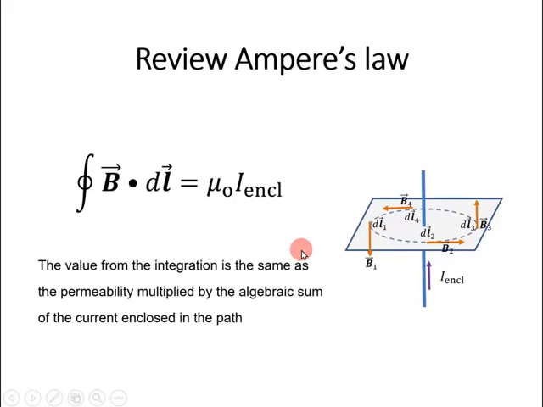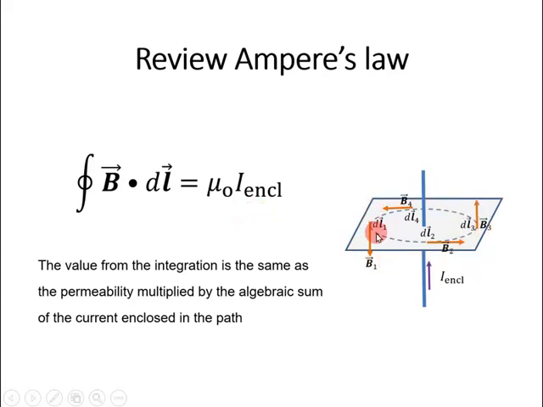Let's review Ampere's law, and that will help us in today's lesson. We've learned in a previous video that the closed magnetic line integral is always equal to the enclosed current multiplied by the permeability of free space.